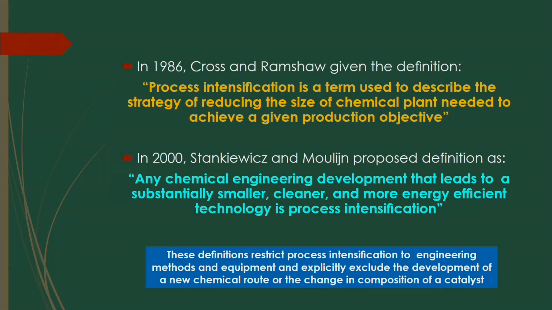And these definitions of course restrict process intensification to engineering methods and equipment and explicitly exclude the development of a new chemical route or the change in composition of the catalyst. That means these definitions do not give method developments. They do not say what the new chemical route or new chemical methodology should be, and how to change the composition of the catalyst used for reactions. So later on, those things were also considered as process intensification.